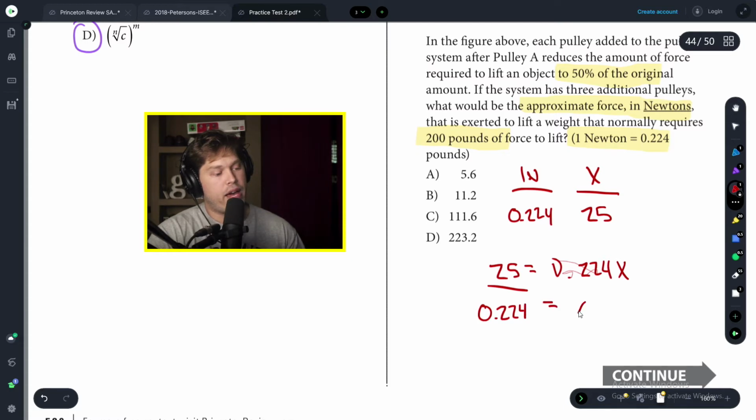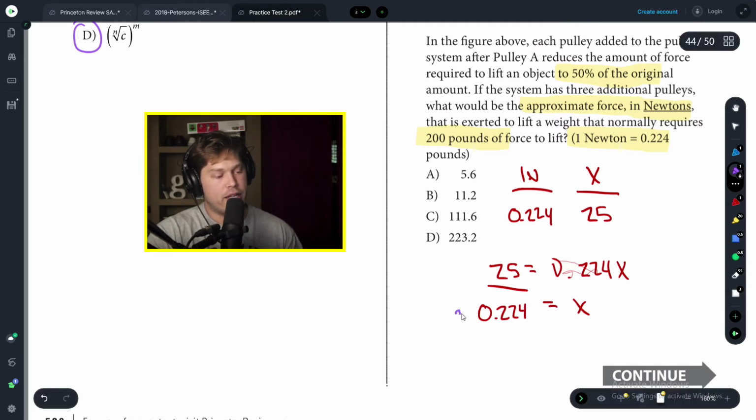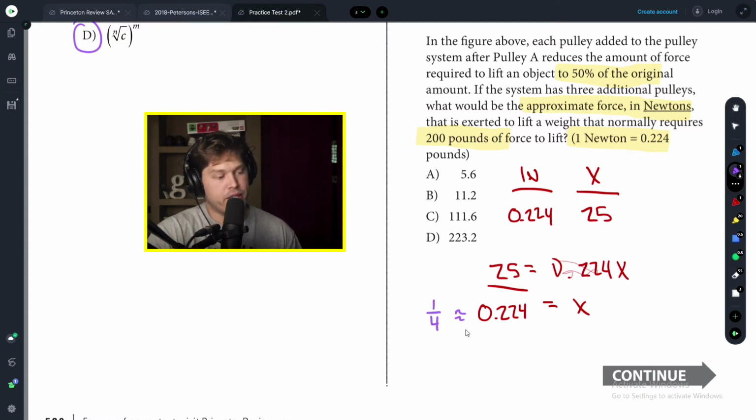And we'll have x. So again, you can just plug this into your calculator. However, for those students who forgot their calculator and want to know a little bit of workarounds, we can see that 0.224, well, that's approximately 1/4, right? As it's almost 0.25. It's approximately 1/4.